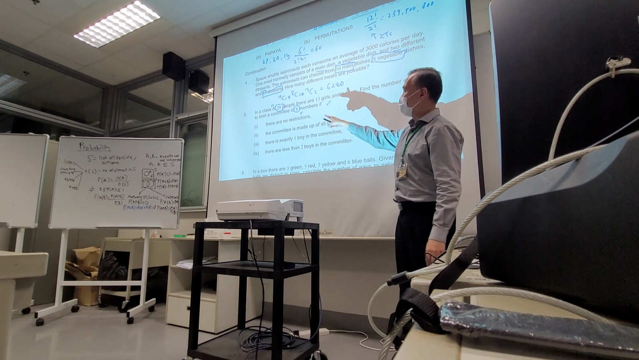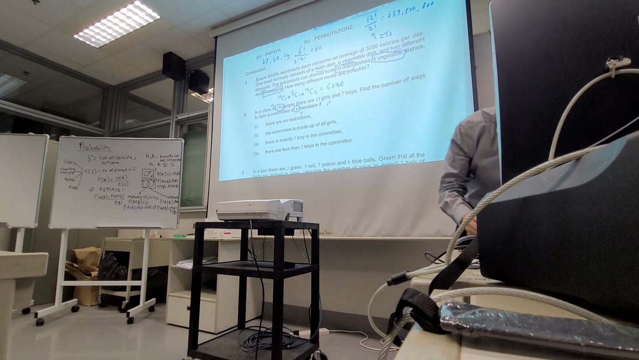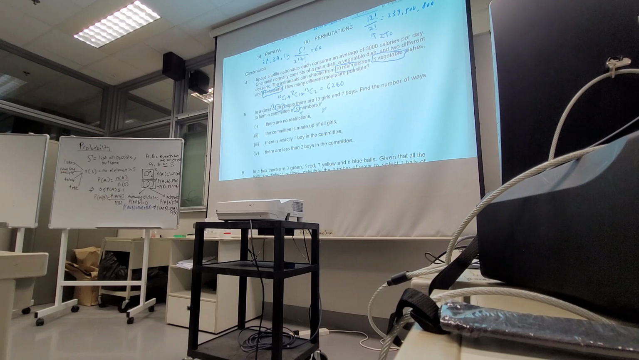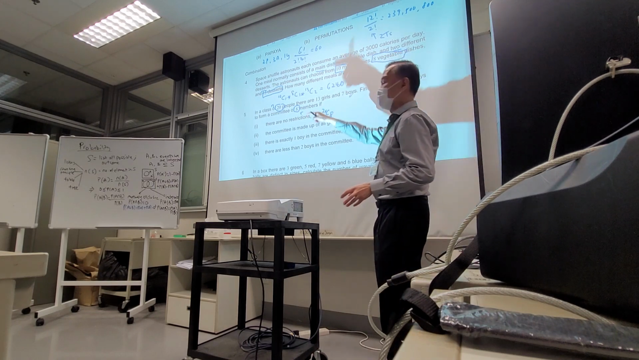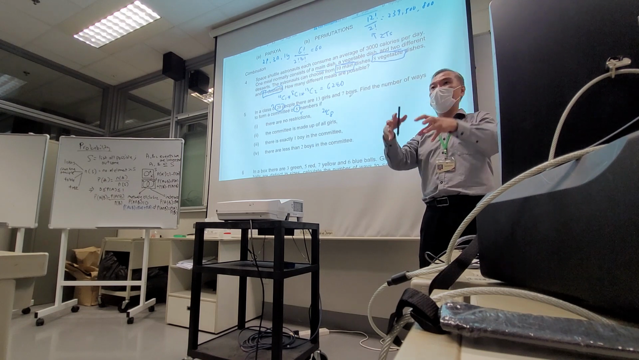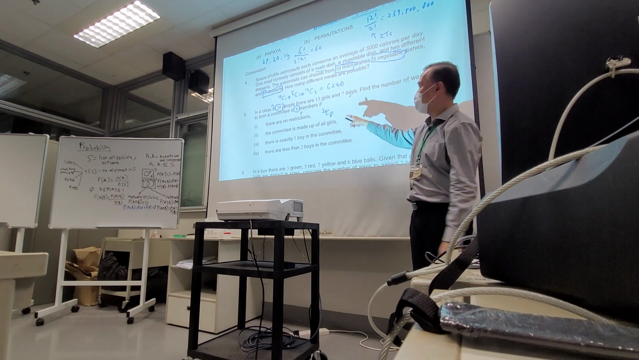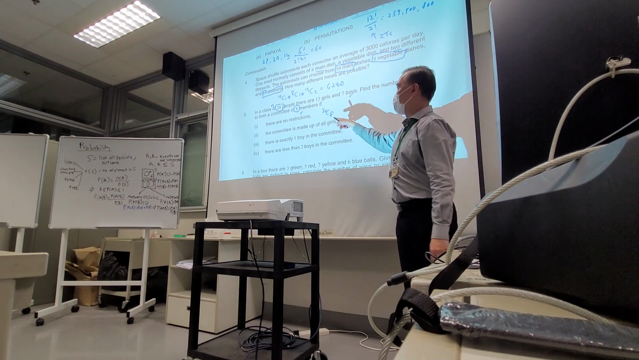When there is no restriction, it means I don't care whether boy or girl. So in this case, I will be getting 20 choose 8. Got it? Why? Because there are 20 people there. When I say no restriction, I don't care whether boy or girl. As long as I form 8 of them into the team, I'm fine. So in this case, it will be 20 choose 8.